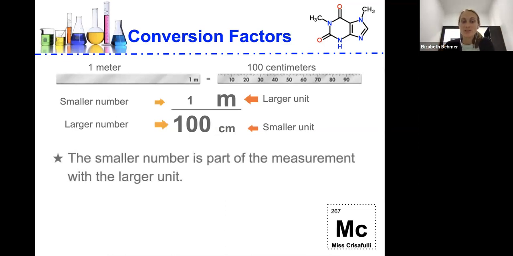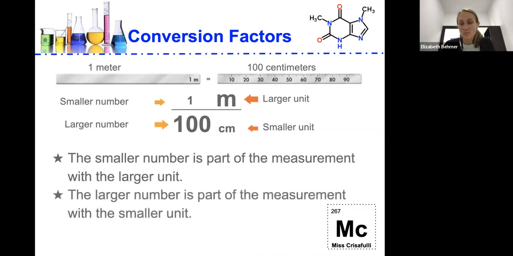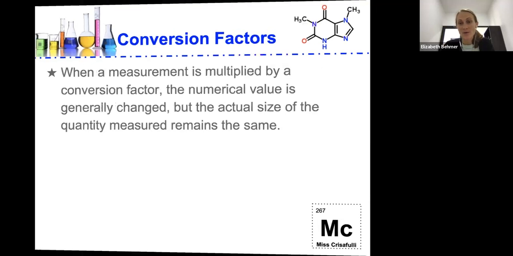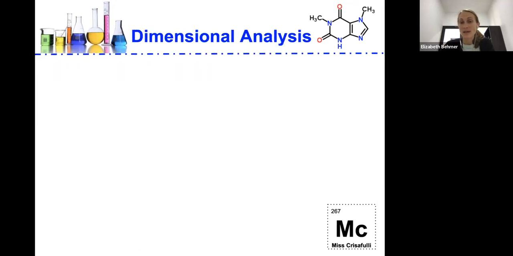The smaller number is part of the measurement with the larger unit, and the larger number is part of the measurement with the smaller unit. When a measurement is multiplied by a conversion factor, the numerical value is generally changed, but the actual size of the quantity measured remains the same. And we'll go over examples of that.